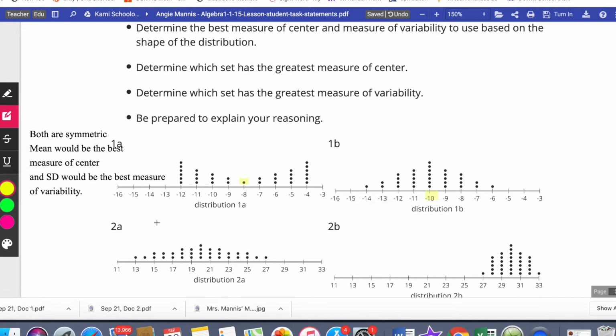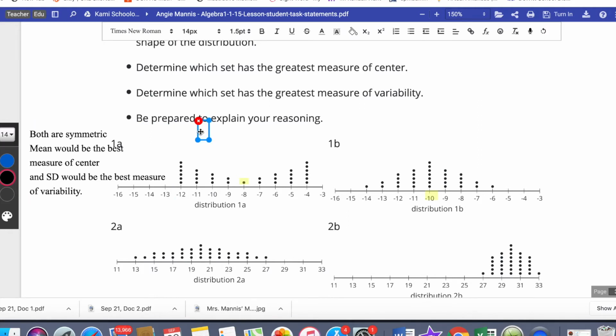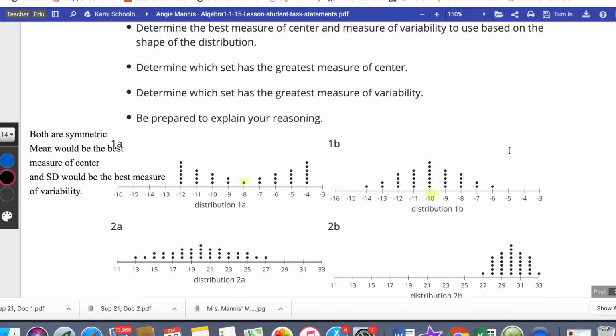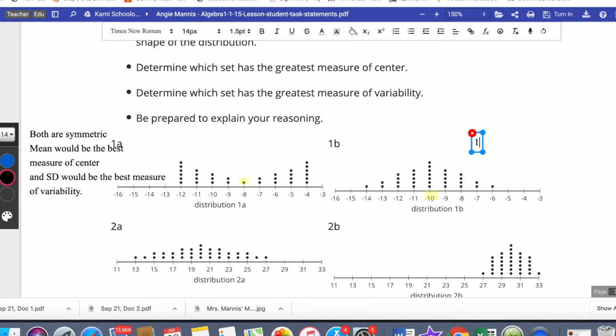So distribution 1A would have the greatest measure of center because -8 is larger than -10. It's closer to 0. And then, so 1A, let's put this on this side. 1A has the greatest, or we'll say greater, measure of center.